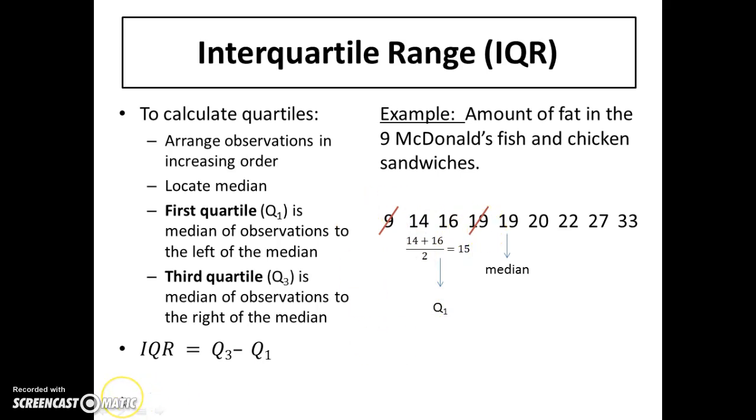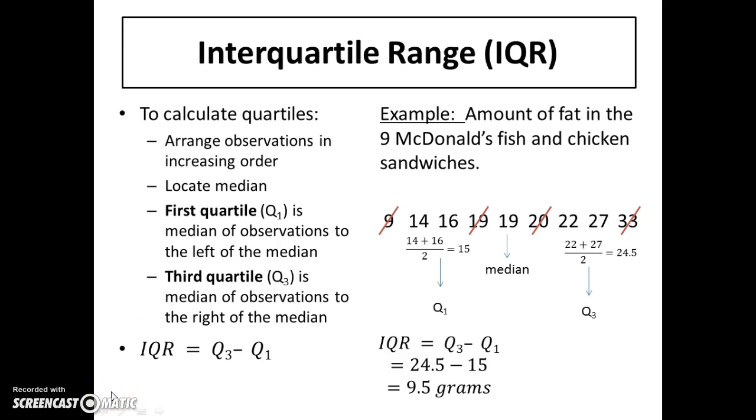And that value represents a location that is 25% up the list, right? This value 15 is 25% of the way through this data set. We have our median, which is the 50% mark, halfway up the list. And then to calculate the third quartile, or the 75% location, we do the same thing. We find the median of the observations to the right of the median. The IQR, or the interquartile range, is the difference between Q3 and Q1, the third quartile and the first quartile. So to find that, we just subtract those data values, right?